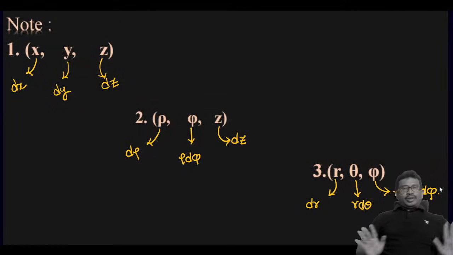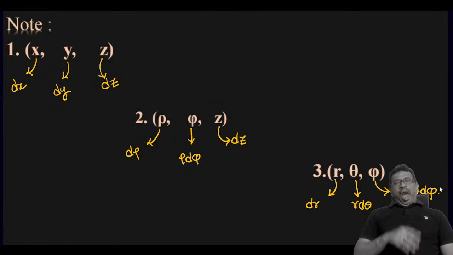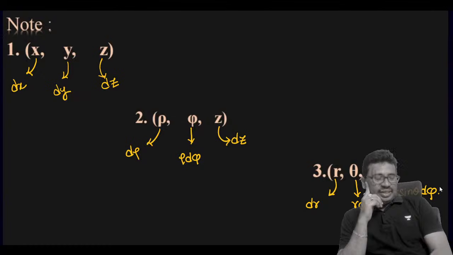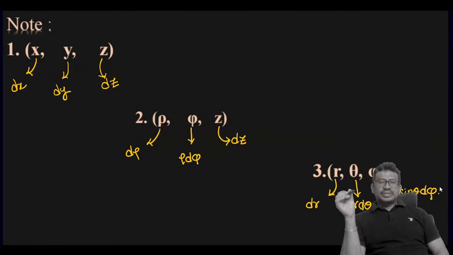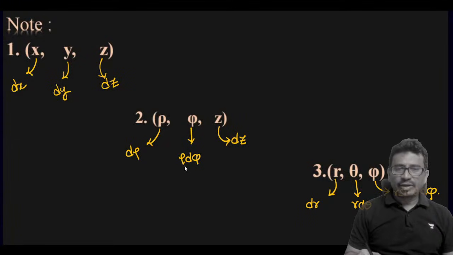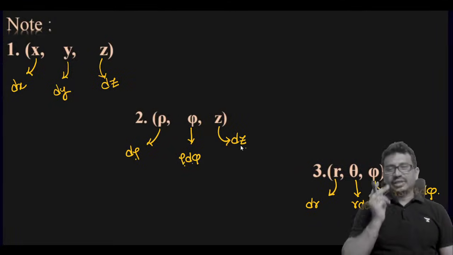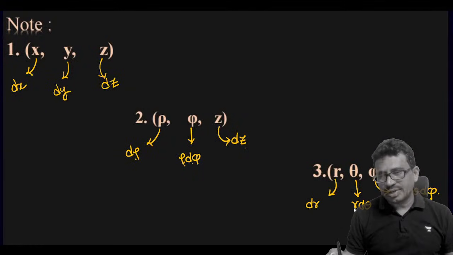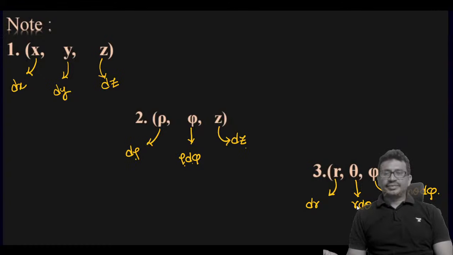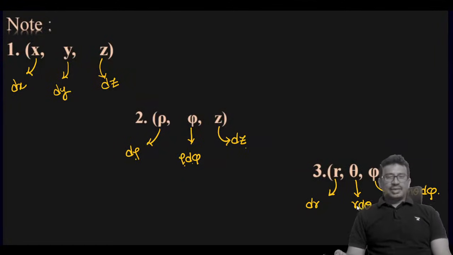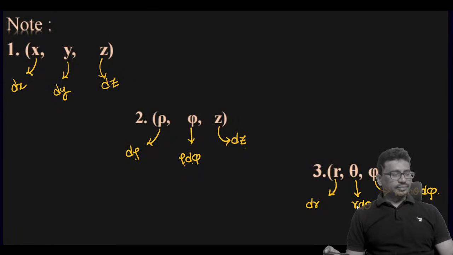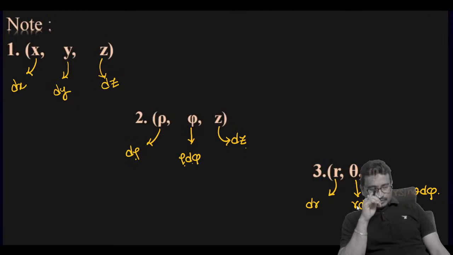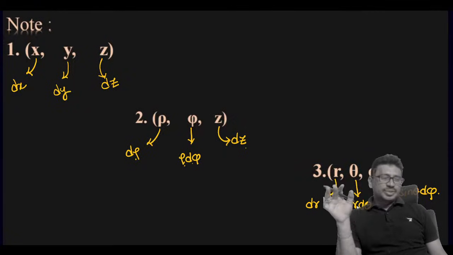Remember this. With this we can write length, area and volume easily. If somebody asks for the volume in the cylindrical system, we multiply rho d phi dz. And the volume in the spherical system is r squared sin theta dr d theta d phi. Done. This is about the coordinate systems.